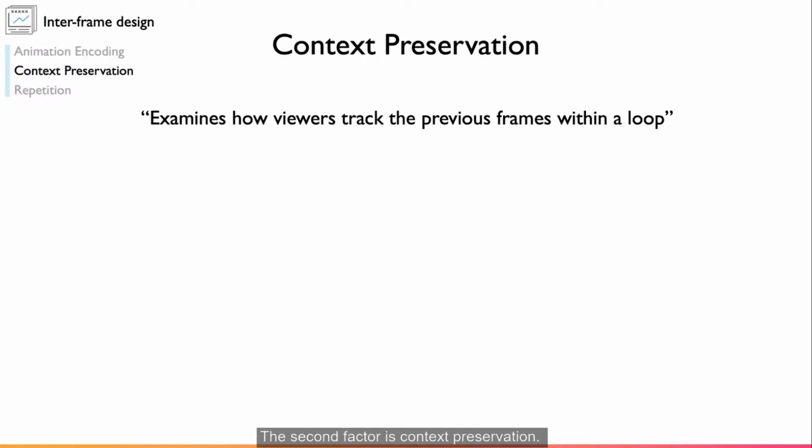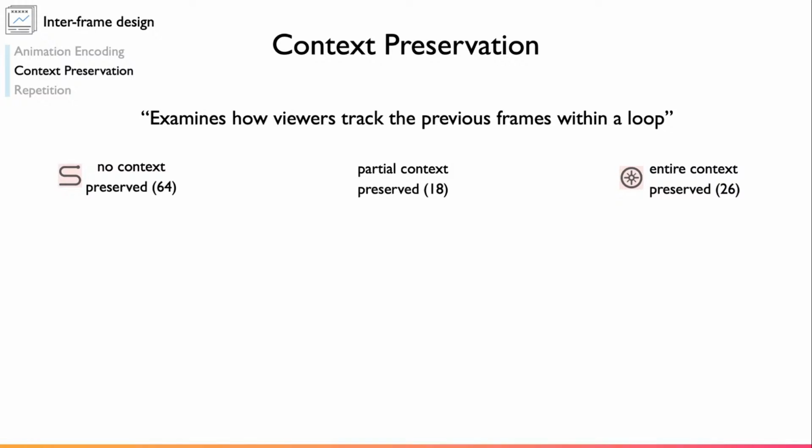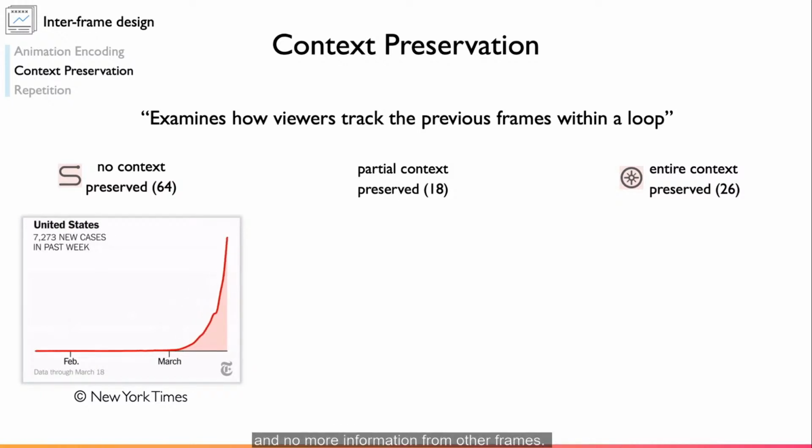The second factor is context preservation. This factor examines the designs used to check the previous frames within a loop. We describe it regarding the extent of context preserved, namely no context preserved, partial context preserved, and entire context preserved. It is easy to imagine the no context preserved method. The GIF only shows the current country in each frame, and no more information from other frames.